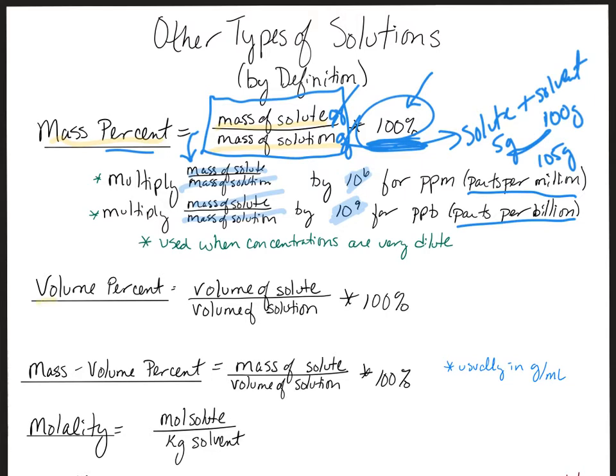Next, I'm going to talk about volume percent. And just like we have mass percent, we're going to do everything in this case by volume. So this is volume of solute divided by volume of solution. Now I need to warn you all of something. You would think that just like what we did with grams, we could add the volumes of solute and solvent together to get the volume of the solution. But believe it or not, you can add two things together and they will take up less space than what you necessarily think they will.